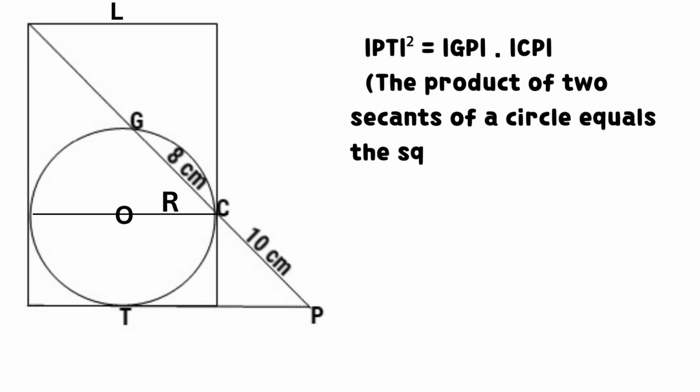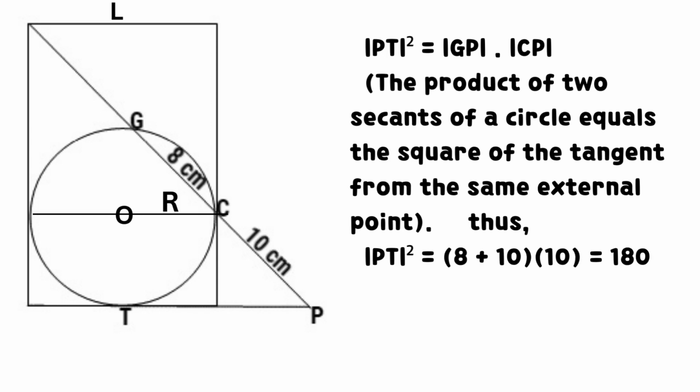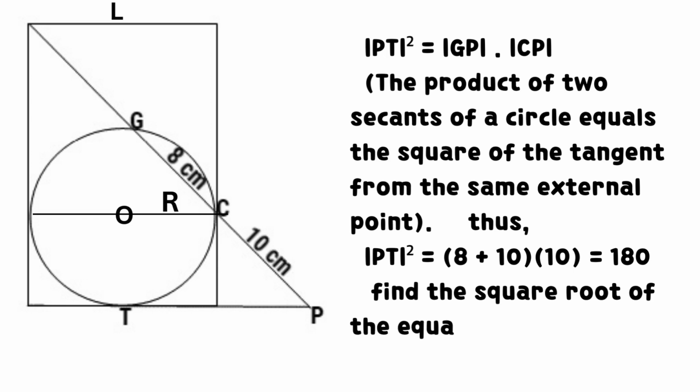The square of line PT equals the product of line GP and line CP. This is because the product of two secants of a circle equals the square of the tangent from the same external point. Thus, the square of line PT equals 180. Find the square root of the equation.